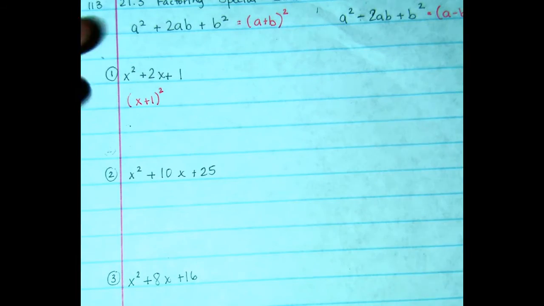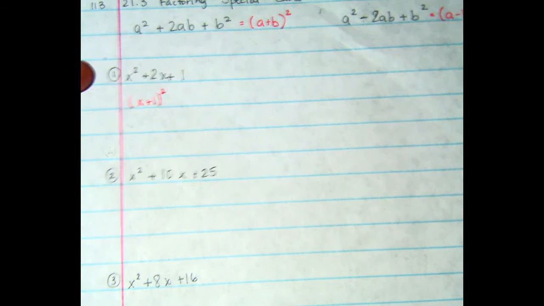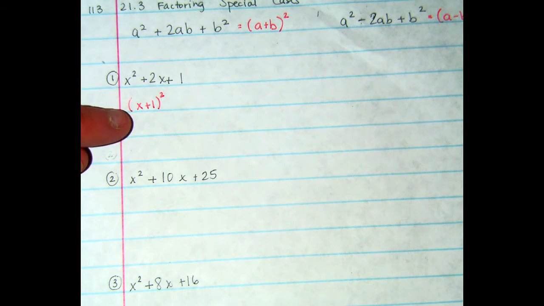Did anybody decide they would rather factor it the old way? I had some that did. That's fine. Just make sure when you're done factoring, you write it as a square. You get to choose. That's one nice thing about math. There's so many different ways to do it. As long as you get the right answer and you understand, that's fine with me.